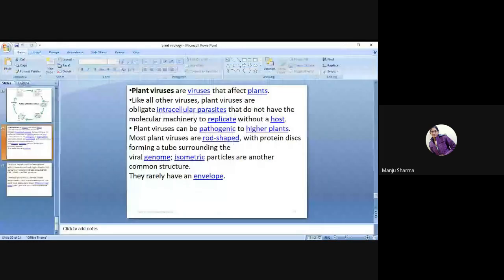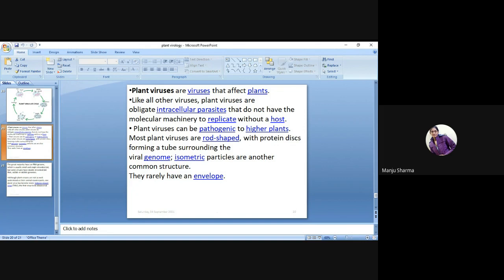So basically, plant viruses are the viruses that affect the plants. Like all other viruses, plant viruses are obligate intracellular parasites. Obligate means the viruses always require a living host for their survival. If there is no living host available, the viruses can't grow and can't live. So they do not have the molecular machinery to replicate without a host, because viruses always use the host machinery.